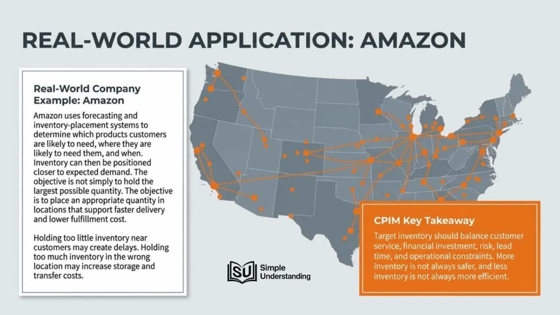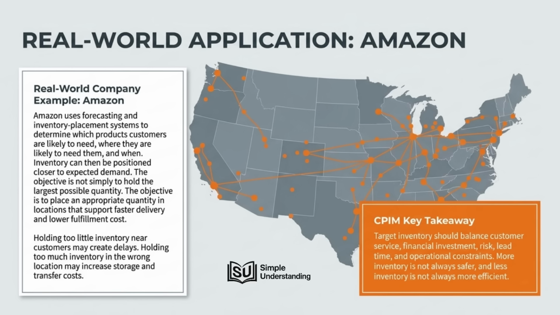Real-world company example: Amazon. Amazon uses forecasting and inventory placement systems to determine which products customers are likely to need, where they are likely to need them, and when. Inventory can then be positioned closer to expected demand. The objective is not simply to hold the largest possible quantity. The objective is to place an appropriate quantity in locations that support faster delivery and lower fulfillment cost.